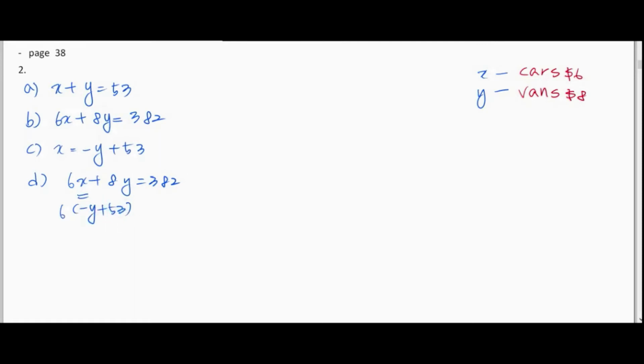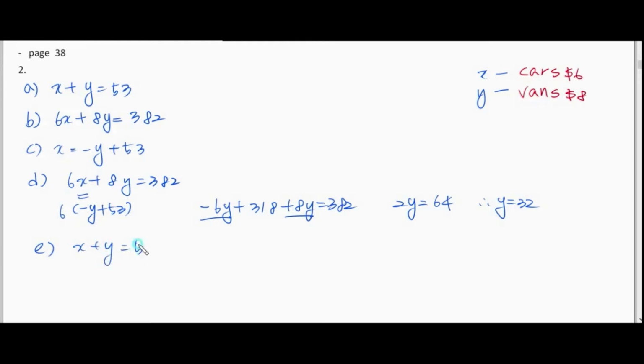Let's write this out. Then it will be negative 6y plus 318 plus 8y equals 382. Again, writing it out: negative 6 plus 8 equals positive 2y, equals 382 minus 318, which equals 64. And finally, part E. We should substitute your answer from part D to solve for x. So y is 32, x plus y equals 53, but y is 32, then x equals 21.